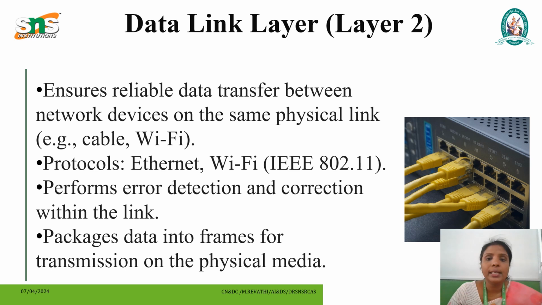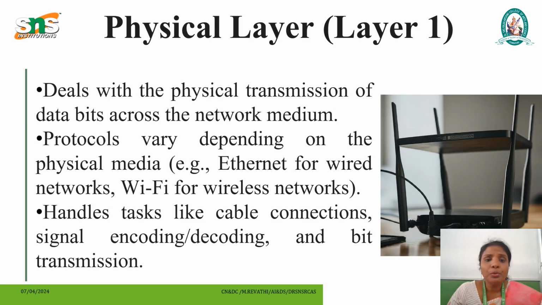Next one is the data link layer. The data link layer focuses on reliable data transfer between network devices that share the same physical link, such as a cable or a Wi-Fi network. Protocols like Ethernet and Wi-Fi operate on this layer. For example, IEEE 802.11 is one example. This layer is responsible for error detection and correction within the link itself, ensuring data integrity before it's passed on to the physical layer. It also packages data into frames, adding header information like MAC addresses for addressing within the local network segment.